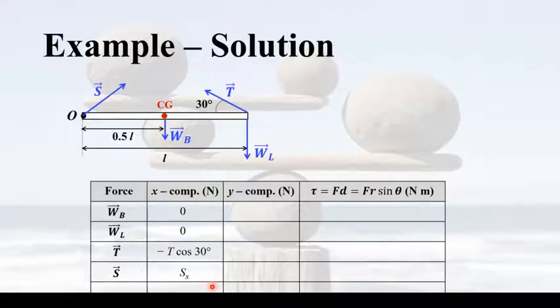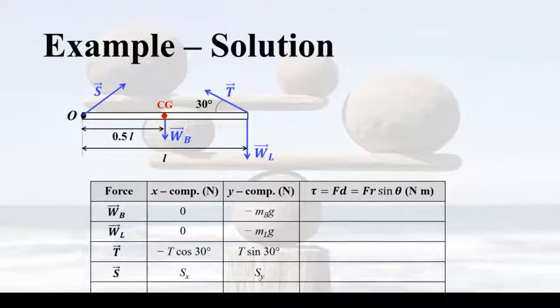Now let's complete the table for the y components. WB is pointing downwards. Therefore, you have a negative WB, which is negative MBG. For WL, again, it is going down. Therefore, you have a negative sign here, so negative MLG. T, once again, you have to resolve it. After you resolve it, Ty is going up. Therefore, you have a positive T sine 30 degrees. And then for Sy, since you don't have any information about it, you just leave it as Sy.